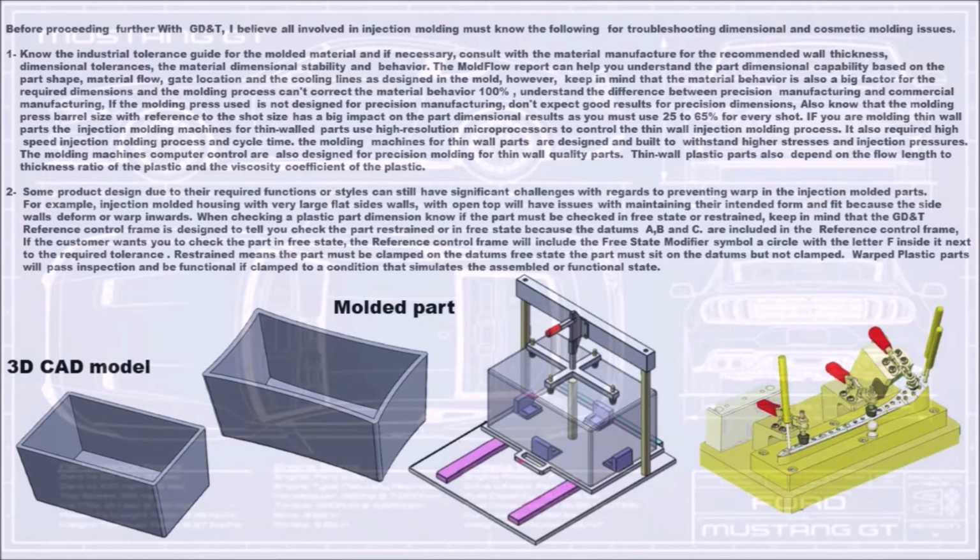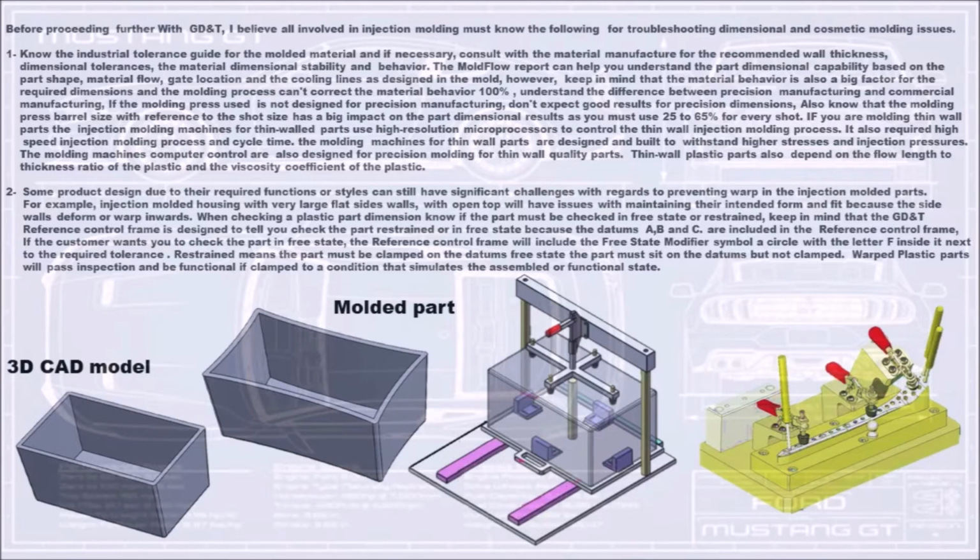The mold flow report can help you understand the part dimensional capability based on the part shape, material flow, gate location, and the cooling lines as designed in the mold. However, keep in mind that the material behavior is also a big factor for the required dimensions and the molding process can't correct the material behavior 100%. Understand the difference between precision manufacturing and commercial manufacturing.